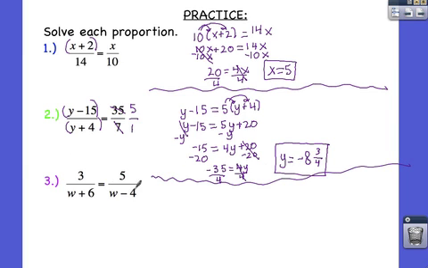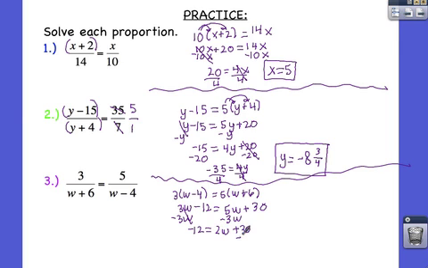And finally, number 3, we have 3 times w minus 4 equals 5 times w plus 6. 3w minus 12 equals 5w plus 30. Subtract 3w from both sides, and you get negative 12 equals 2w plus 30. Subtract 30 from both sides to get negative 42 equals 2w, and divide by 2 to get w equals negative 21.